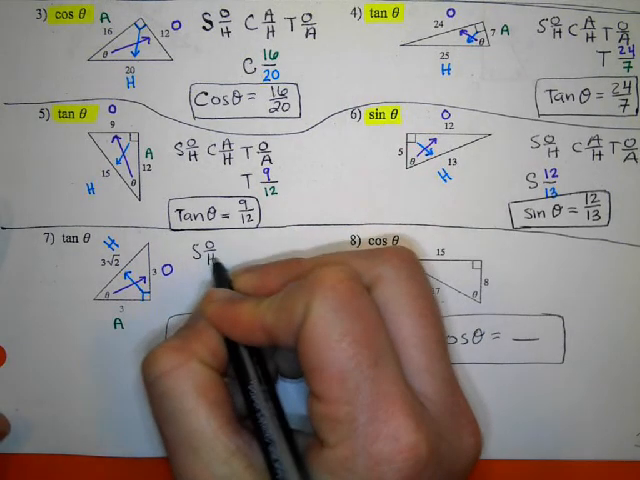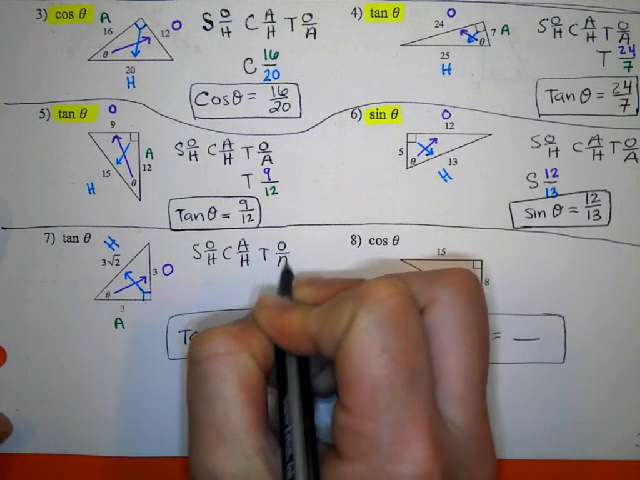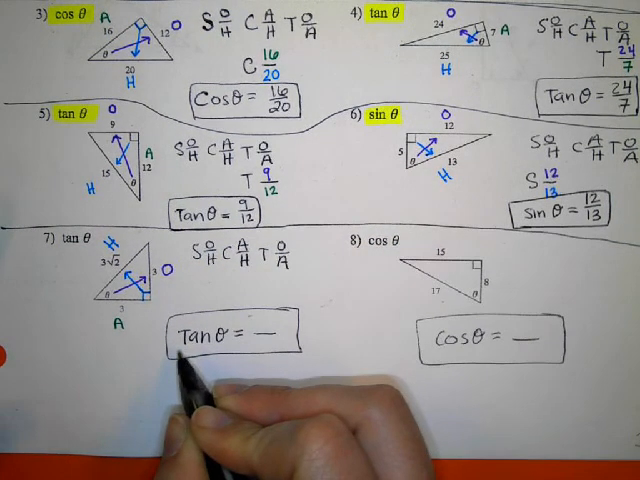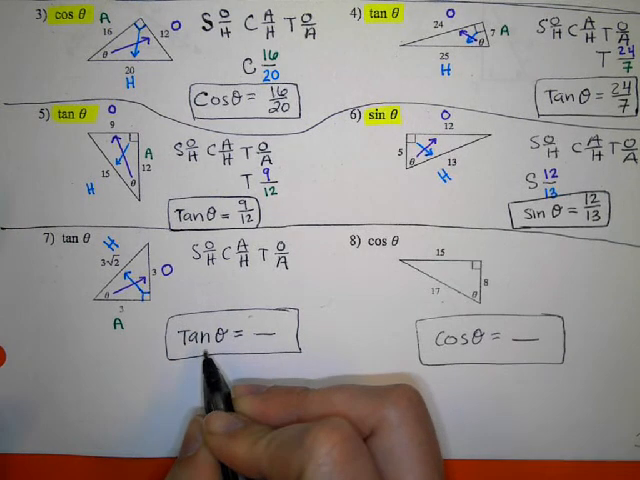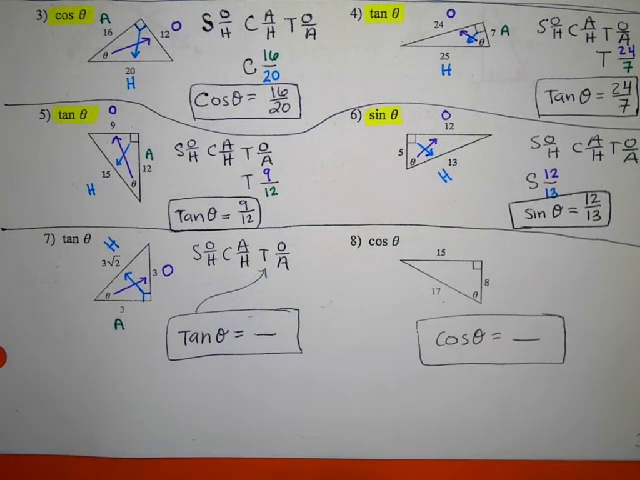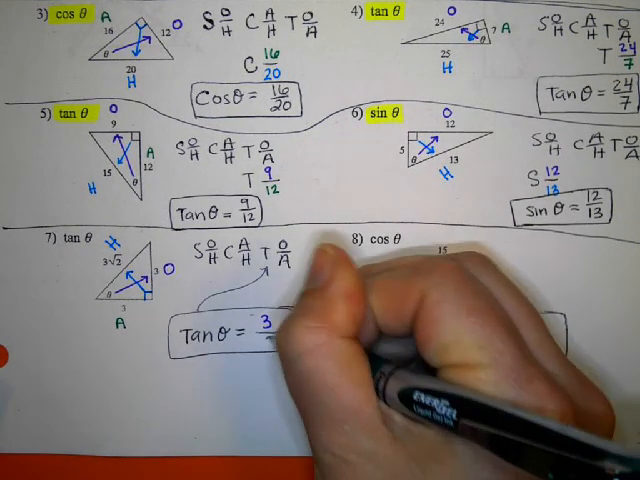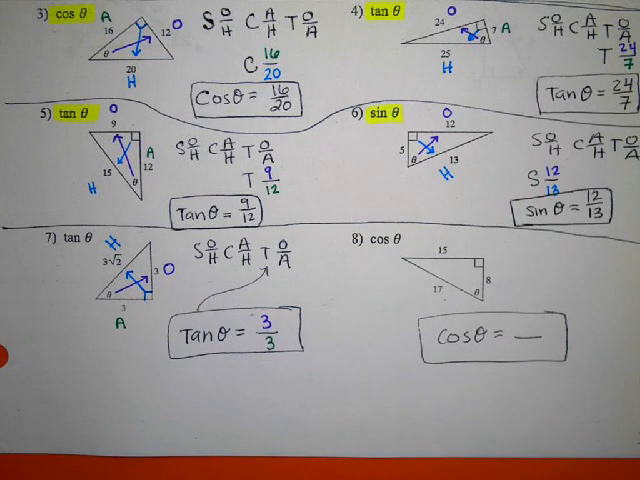My memorization tool. TOA. Do you see how it starts with tangent? Tangent is a T. That means I want to use the O number over the A number. The O number is a 3, and the A number is also a 3. That's tangent.